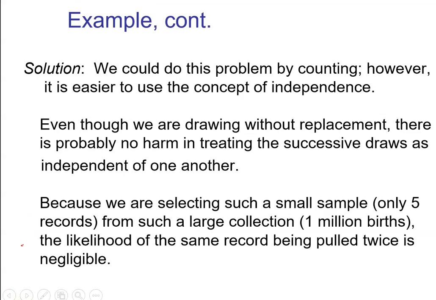We could do this by counting. However, it's definitely a little bit easier to use the idea of independence here. Even though we're drawing without replacement, there is probably no harm in treating the successive draws as independent of one another, because we are selecting such a small sample, only 5 records from a large collection of 1 million births. The likelihood of the same record being pulled twice is very, very low.